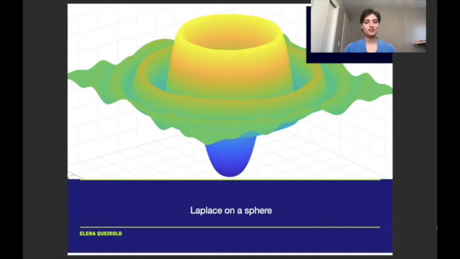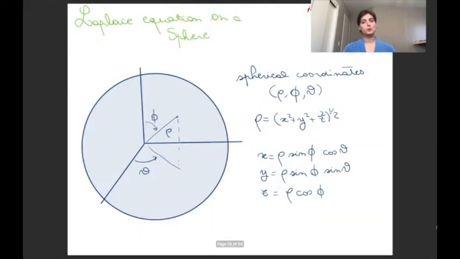This is an extra video, and we're going to be covering the Laplace equation on a sphere. So it's not going to be a topic that's going to be asked about in the final exam. It's just a non-trivial example of what can be done when you have the Laplace equation on a non-trivial domain.